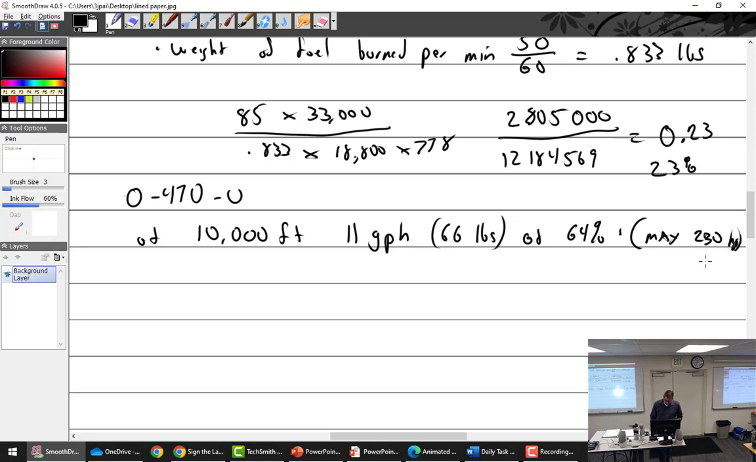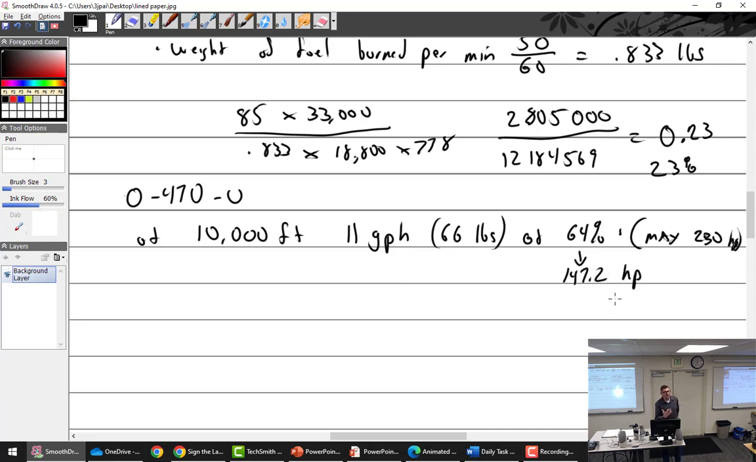So how much power is that then? It's 64% of 230. If my max horsepower is 230, but I'm cruising along at 10,000 feet at 64% power, that's 147.2 horsepower. Follow?